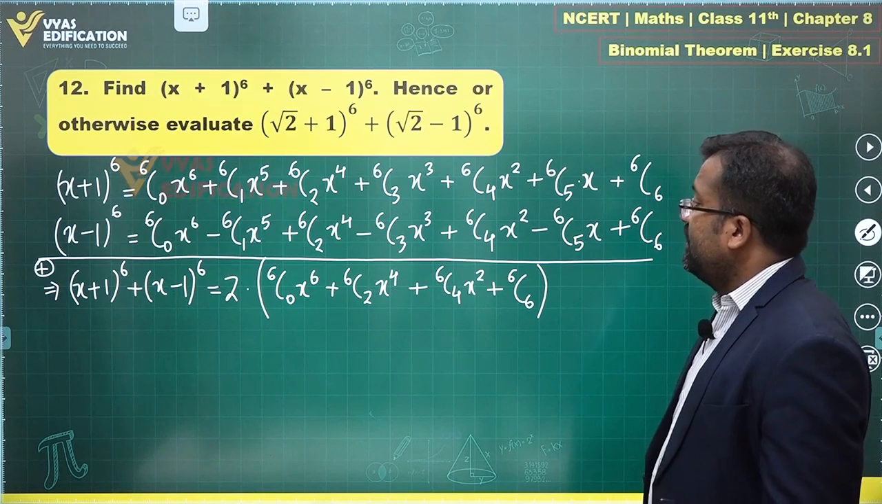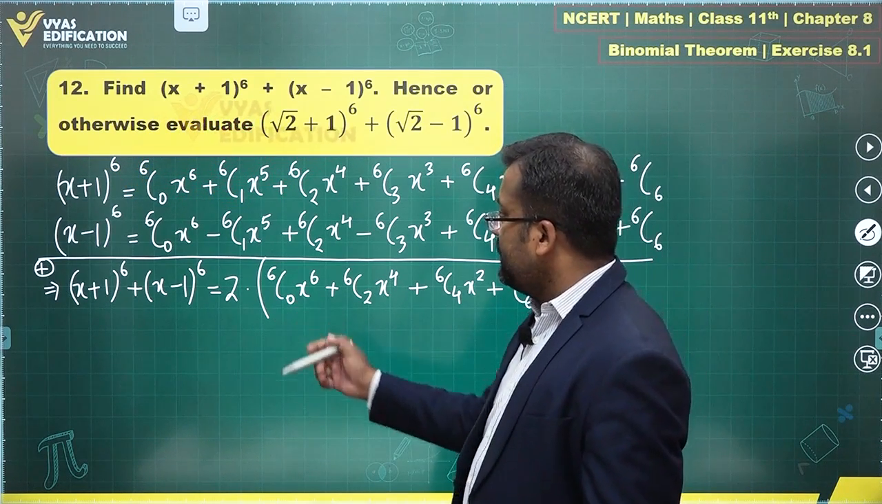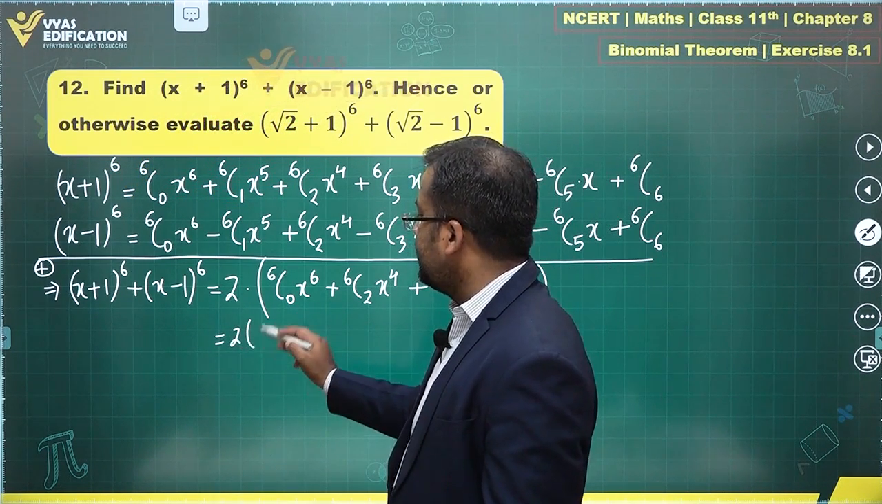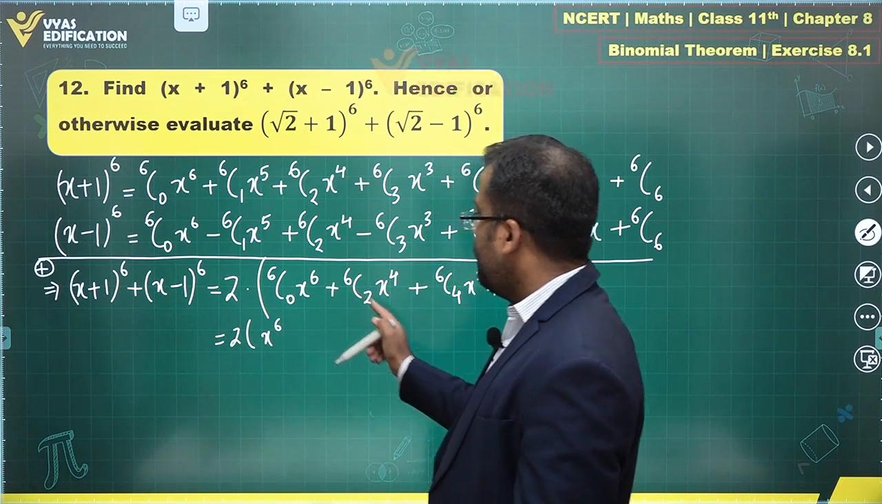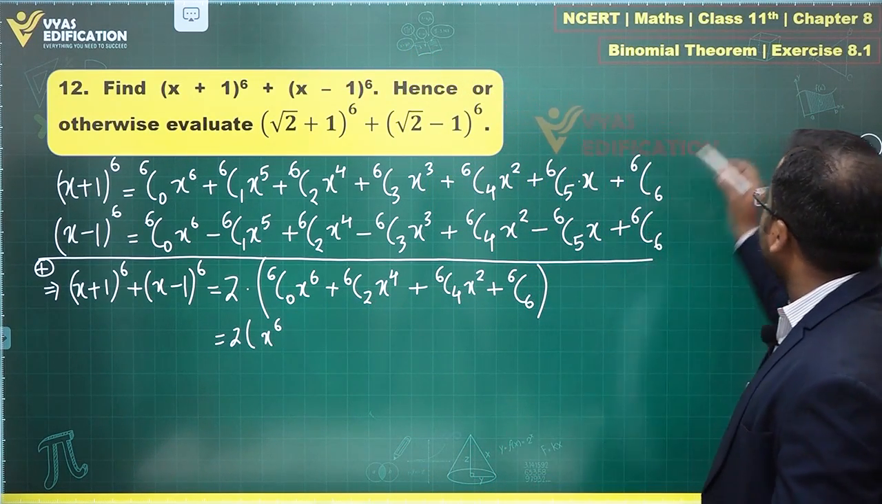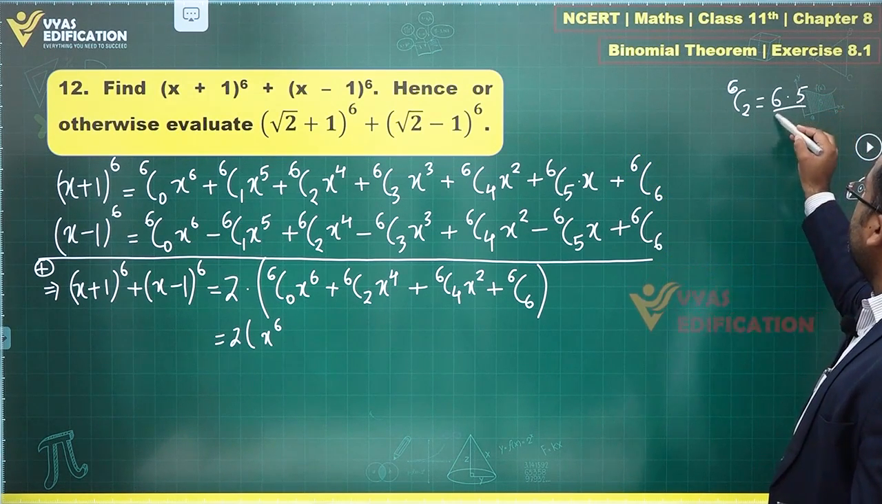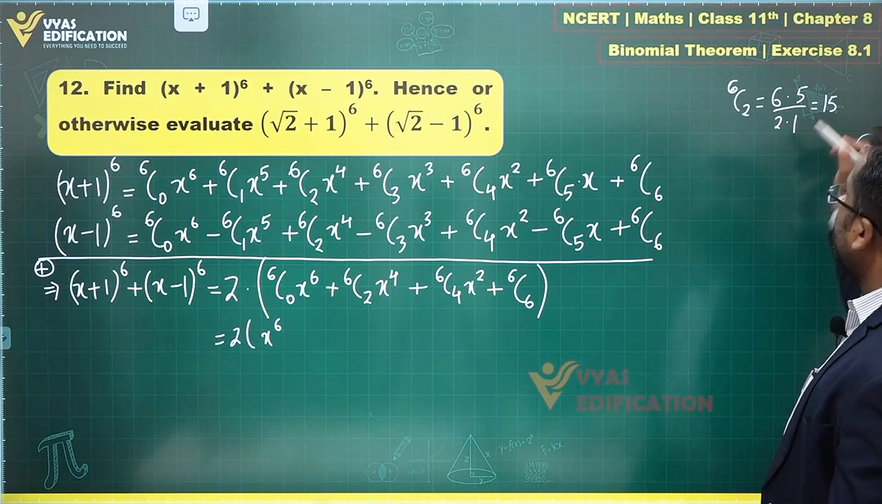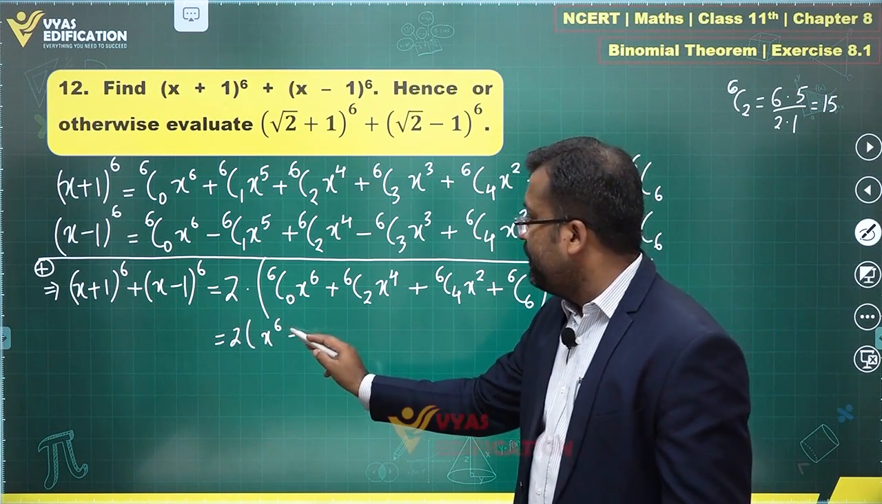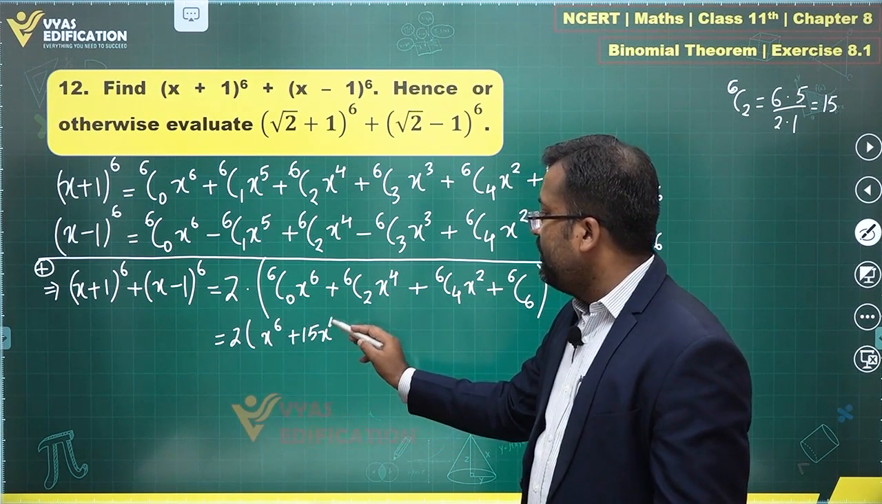Can we simplify it further? Yes, we can simplify it further. How do we do that? 6C0 is pretty simple. This is 2, which is okay. 6C0 is 1. This is x power 6. What is 6C2? Let's find 6C2 separately. 6C2 is equal to 6 times 5 over 2 times 1, which is 15. Okay, so this is 15 x power 4.